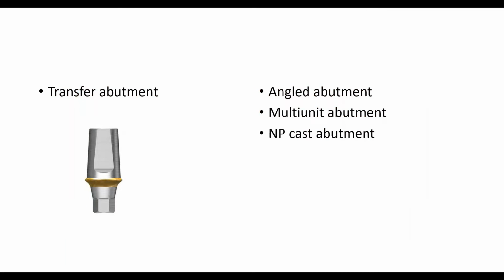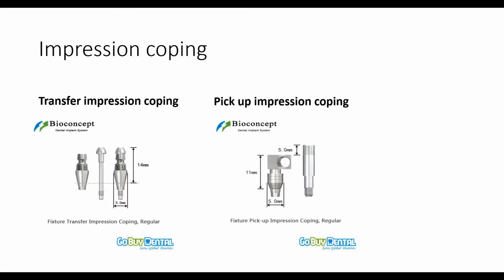Next is the transfer abutment. These are the abutments which will be torqued in the patient's mouth to receive the final crown. It can be straight, it can be angled, it can be a multi-unit abutment. Coming to the impression coping, there are various types of coping available for different companies and different designs. Again, the materials used to make impression copings are very different.